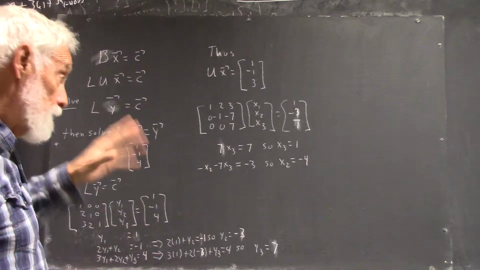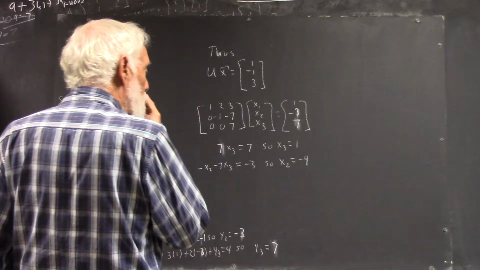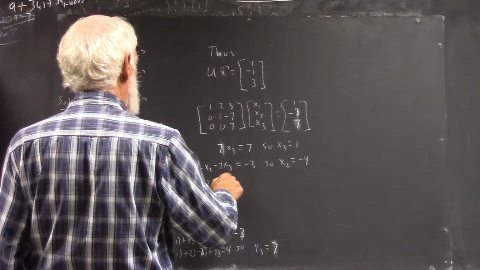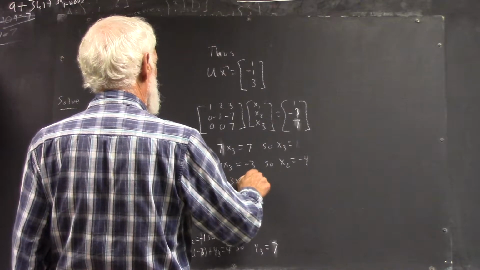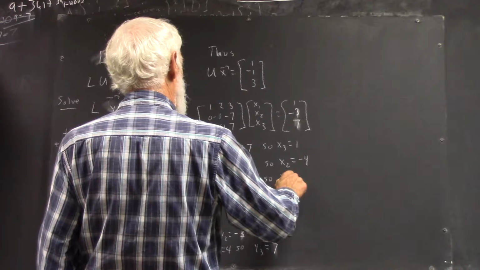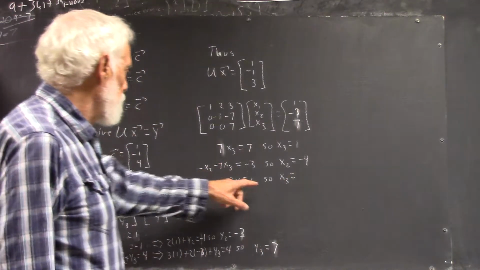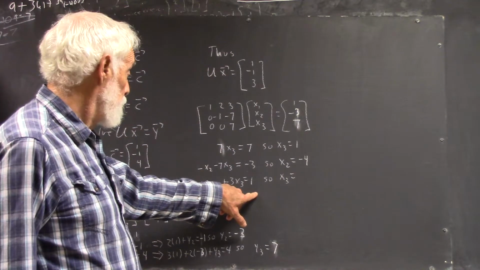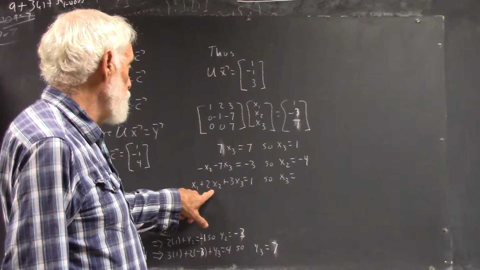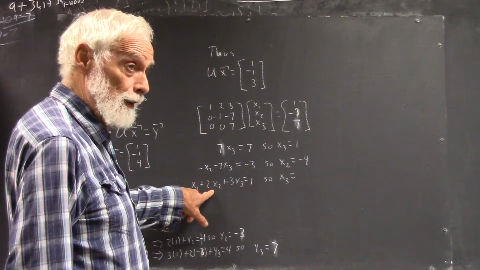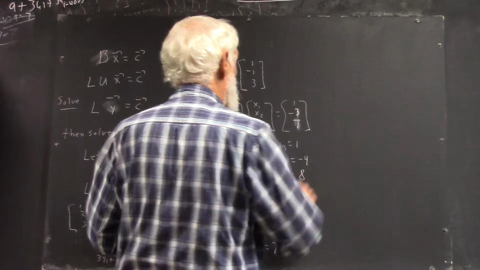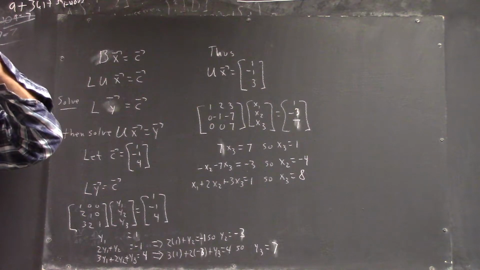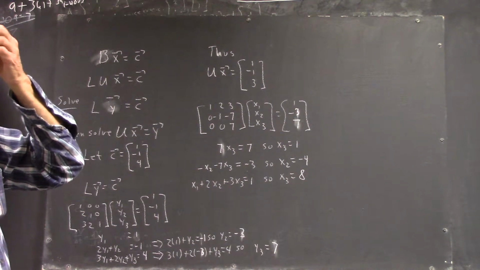Again, check me. And then we have x1 plus 2x2 plus 3x3 equals 1. So x1 equals what? Well, it's going to be 1, and then minus 3x3, which would be minus 3, which is negative 2. And then minus 2x2, which is minus negative 8, which is plus 8. So I think x1 is 6. Now let's just check that, because you're less likely to make a mistake here than I am.